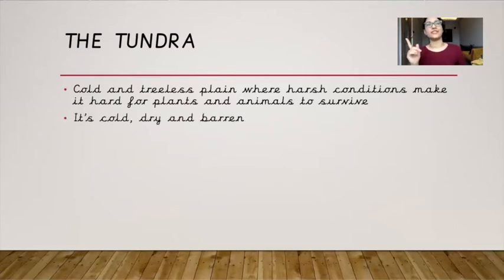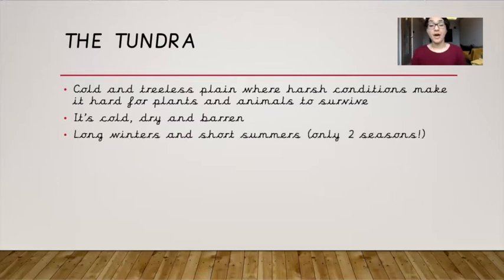Think of Ice Age when you're thinking of what a tundra might look like. It's cold, dry, and barren. Barren means you can't find many nutrients there, so that's what makes it even harder for plants and animals to survive. You can see long winters and short summers there, so there are only 2 seasons. The winters last for about 8 months, so 8 out of 12 of the months.